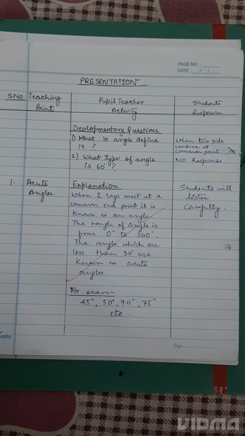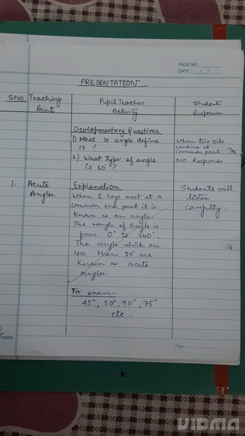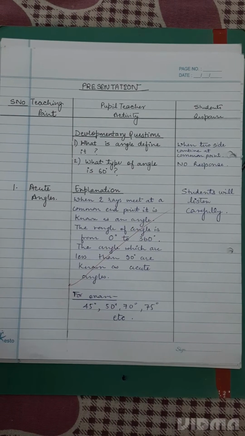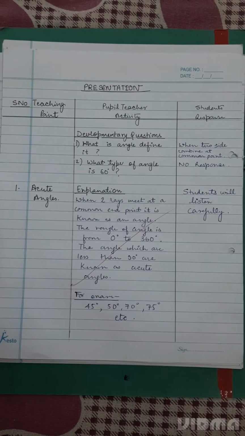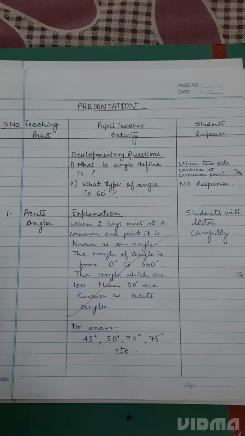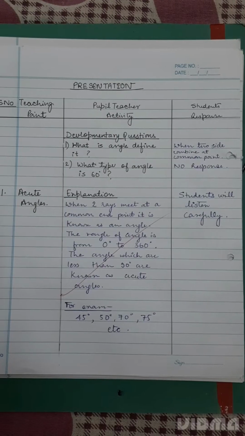No response. Now you will introduce the topic to the students that we are going to study about acute angle. After that you will explain. When two rays meet at a common end point, it is known as an angle. The range of angle is from 0 degree to 360 degrees.